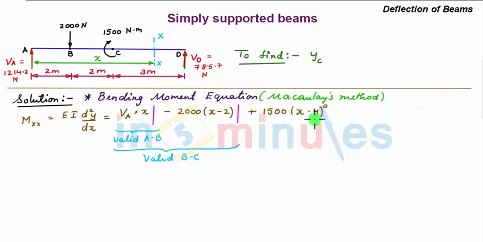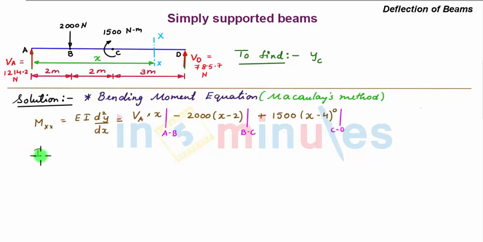The significance of adding this term will be when we integrate this whole equation in order to get a slope and deflection equation. Now we see that this whole equation is valid between point C and D. So let's put it into another partition, which is the third partition and the final one, and we say that this whole equation is valid between point C and D. So this is a bending moment equation using Macaulay's method.